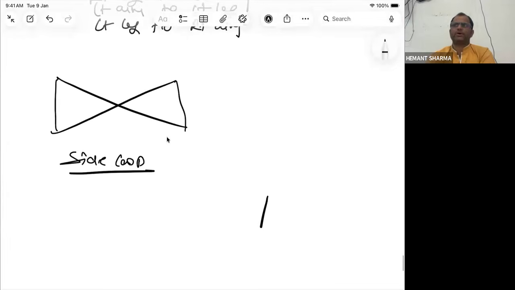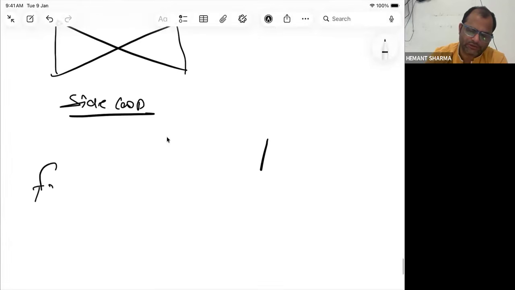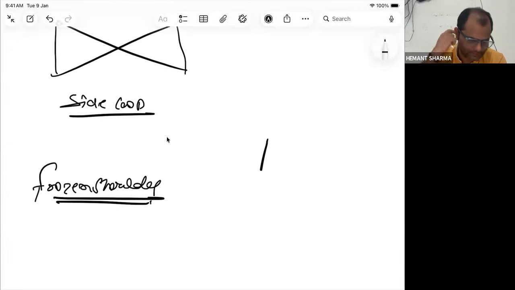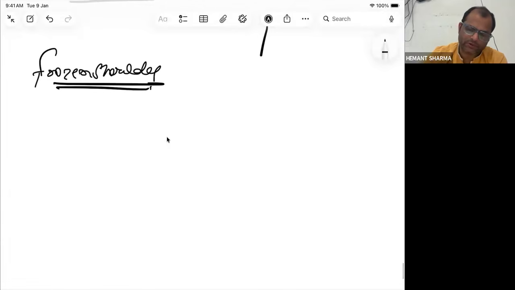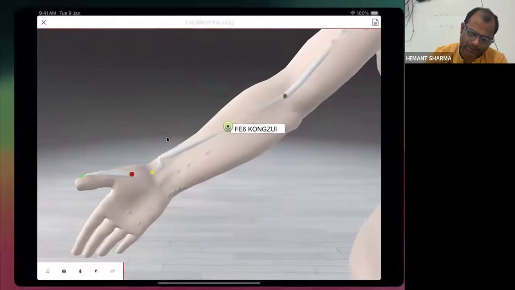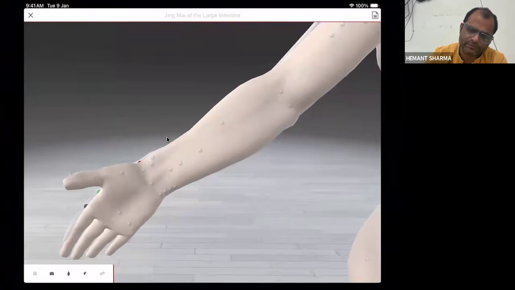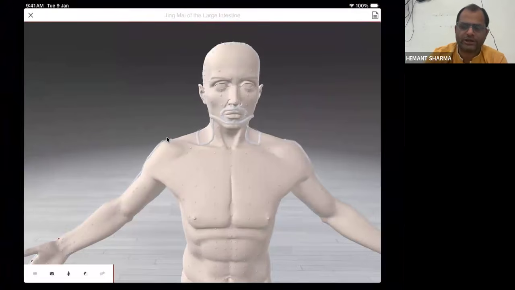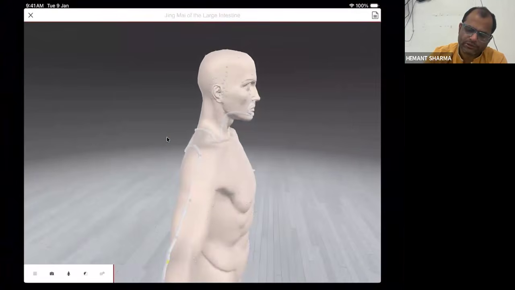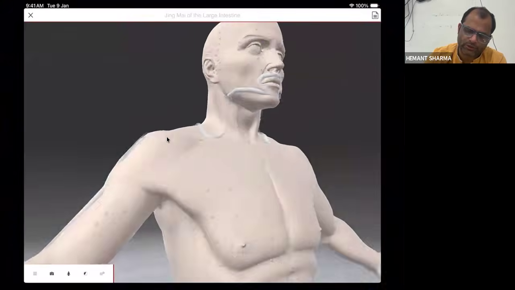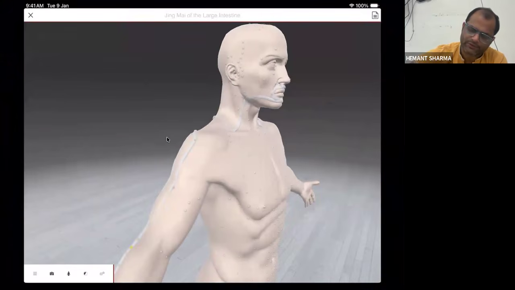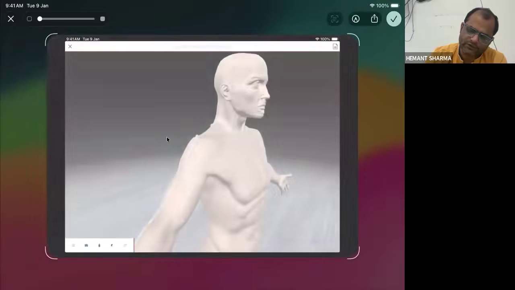Let's see the example of frozen shoulder. One person is having shoulder pain or any type of the shoulder problem. Then we are checking and we found the person is suffering with the shoulder pain in the front side of the shoulder. Let's consider the front side of the shoulder.